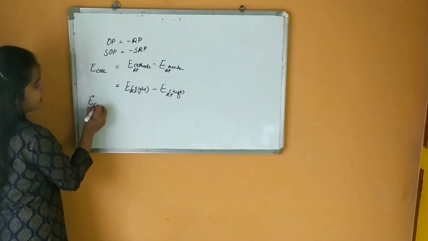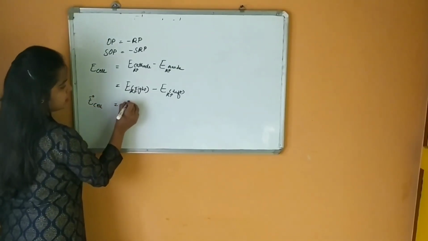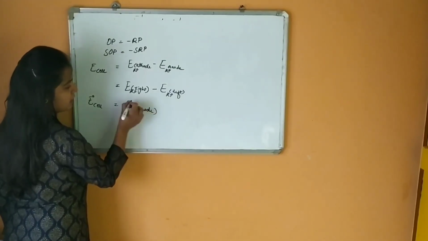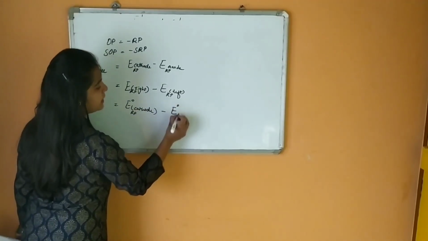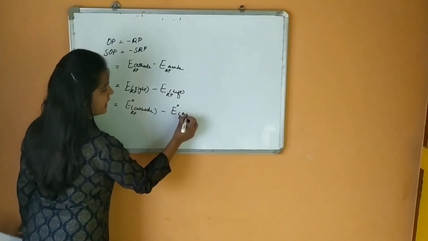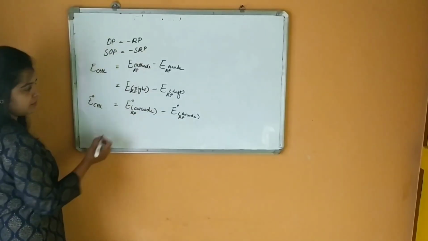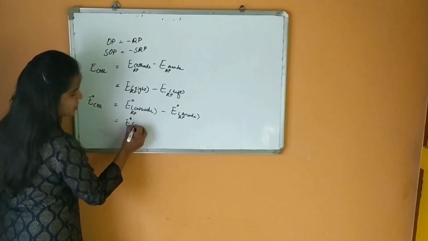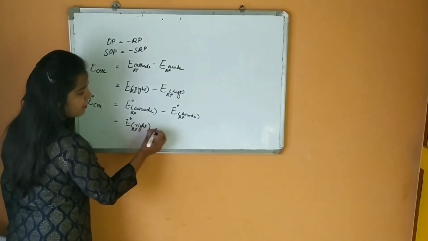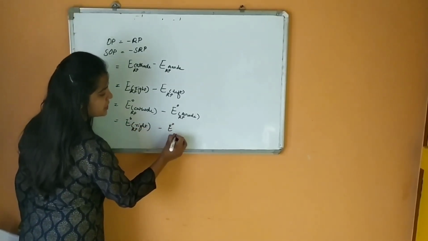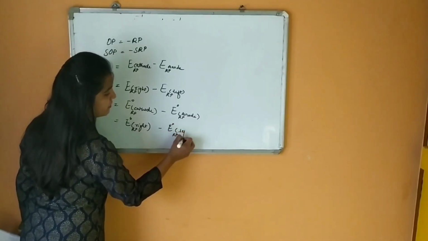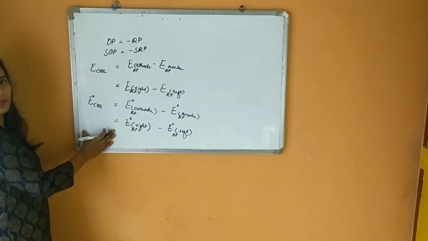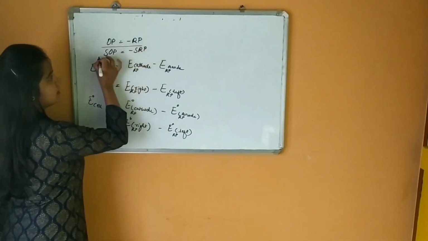Standard EMF of the cell can be written as standard reduction potential measured at cathode minus standard reduction potential measured at anode, or standard reduction potential measured at right side minus standard reduction potential measured at left side. So these are the formulas which are going to help. Most importantly, this.